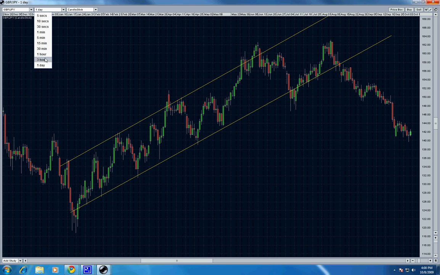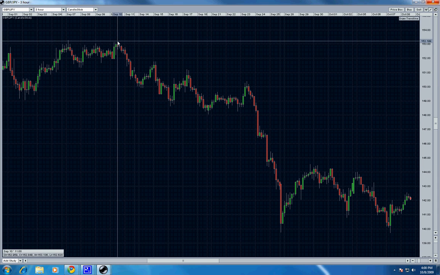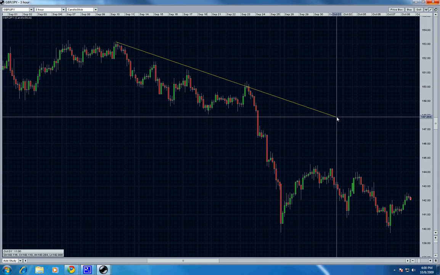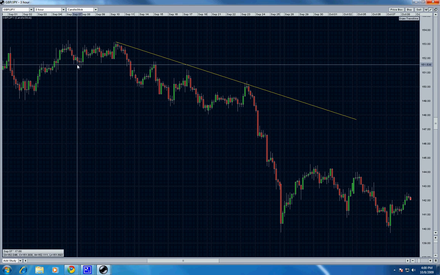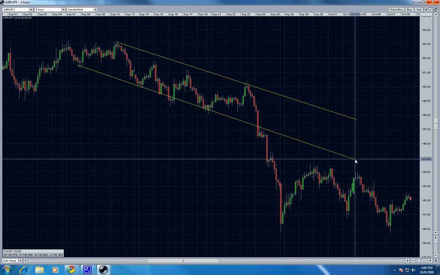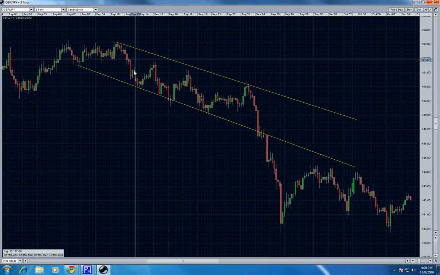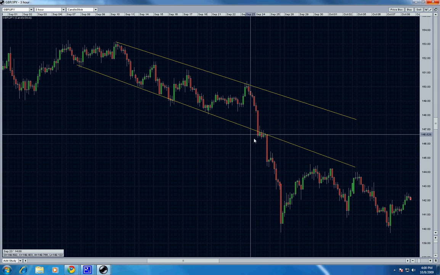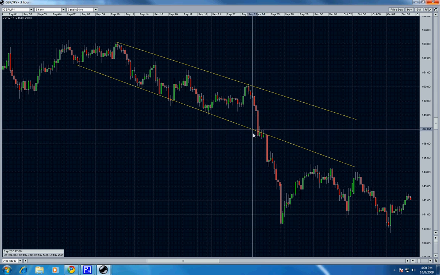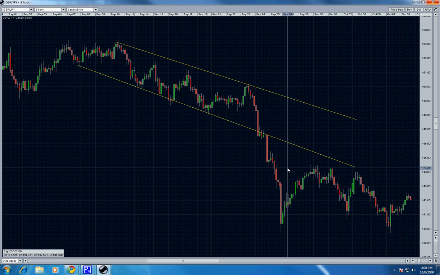But let's, for example, move into the 3-hour. And this channel might not be so clear, but it was there. It's going to be a little bit rougher, and it is not going to be as smooth. But there is a channel there, and it was roughly like this. You can see the channel here, broke out here. You can see the congestion in the resistance here, and it broke through, and that was some heavy downward pressure there.